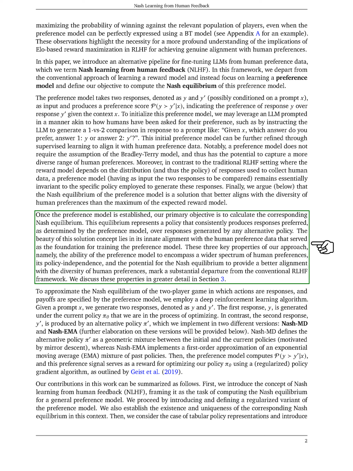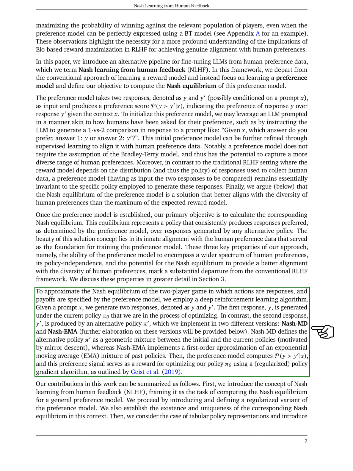To approximate the Nash equilibrium, we use a deep reinforcement learning algorithm. We generate two responses, one under the current policy we're optimizing, and the other under an alternative policy. We then compute the preference score, and use this as a reward for optimizing our policy.